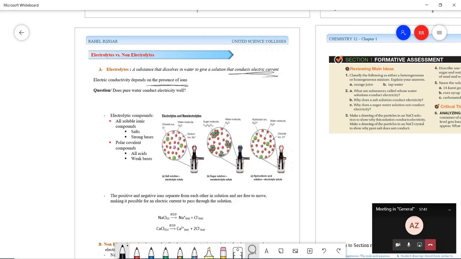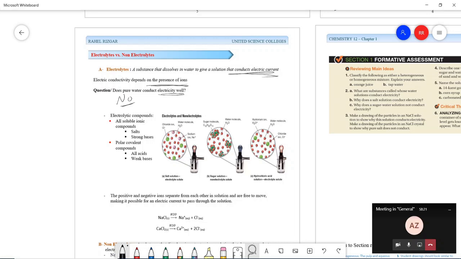First, let's explain something. Does pure water conduct electricity well? If you answer me, no, it does not conduct well. That's right. So pure water does not conduct electricity well. So we have to put something else in order for that water to conduct electricity.